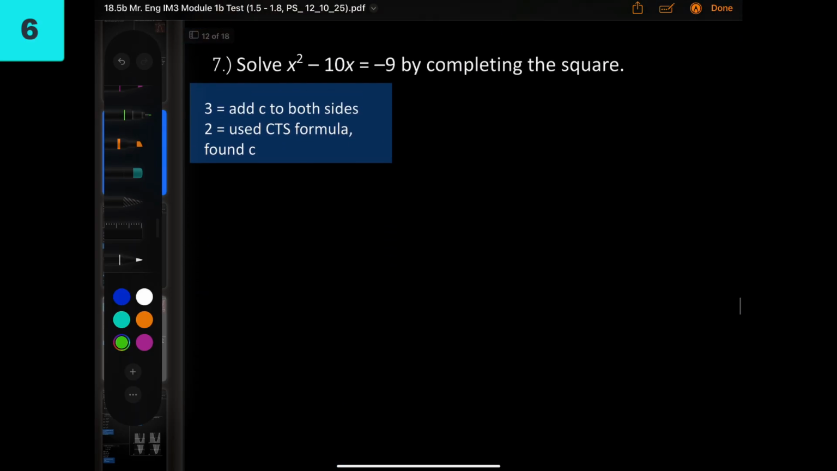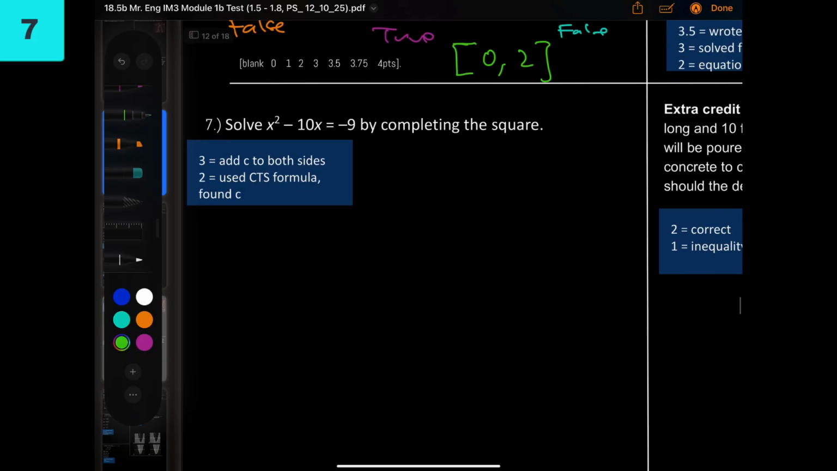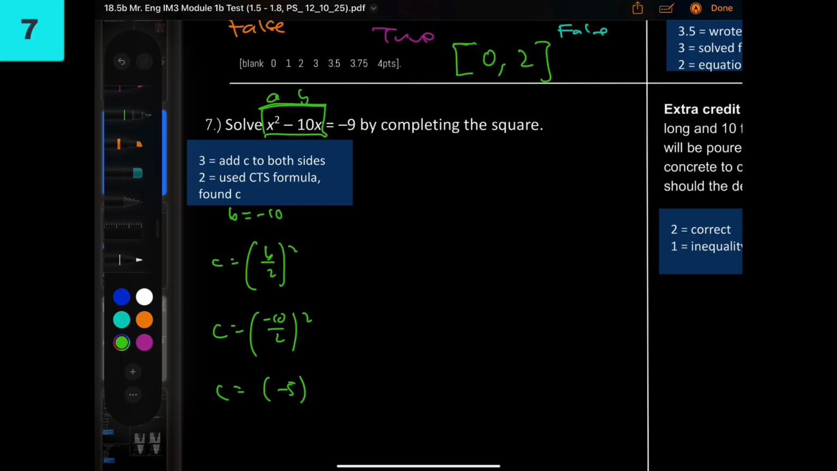Okay, number 7, solving by completing the square. So you don't have to do anything. The C value is already on the right side. On the left side, I'm just going to take my A and B. So my B is -10. Then I can just find it by taking B divided by 2 squared. So -10 divided by 2 is -5 squared. So I get C equals 25.